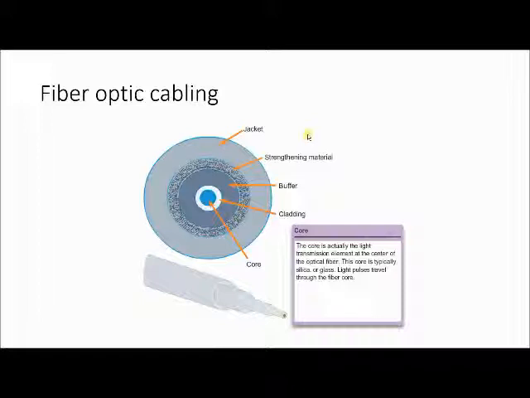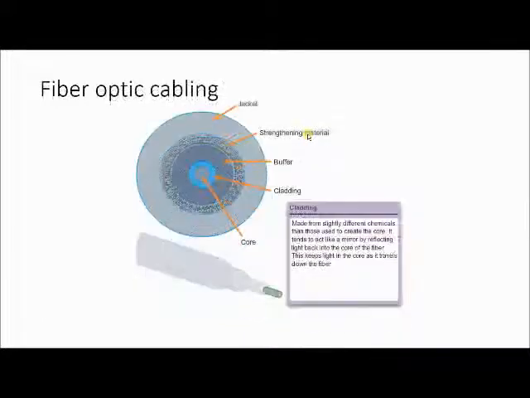It is composed of two kinds of glass and an outer shield called core, cladding, and jacket. The core is made of pure glass, and it is where the light is carried. The cladding is made from different chemicals and it surrounds the core. It acts as a mirror and reflects the light back into the core of the fiber.